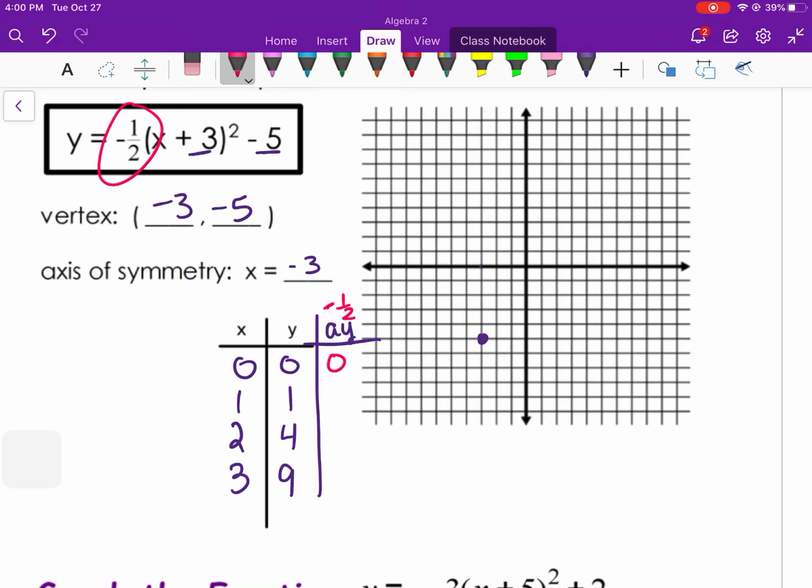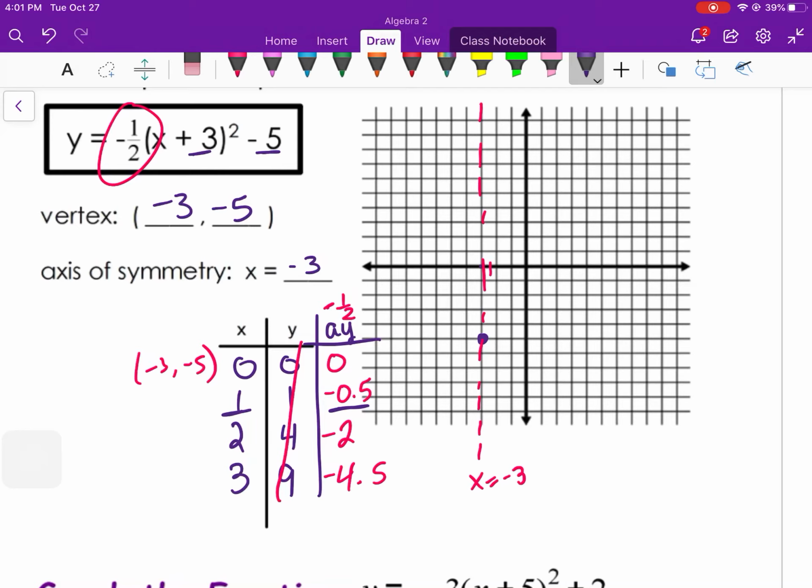So timesing the middle column by 1/2. So 1 times 1/2 is -0.5, 2 times 1/2 is -2, 9 times 1/2 is -4.5. Then my 0, 0 is my -3, -5 point. So that's where I'm going to be graphing these from. My axis of symmetry here is this line. That's where I got x equals -3. 0, 0 is that vertex point.